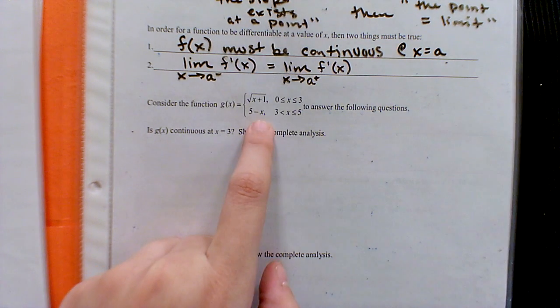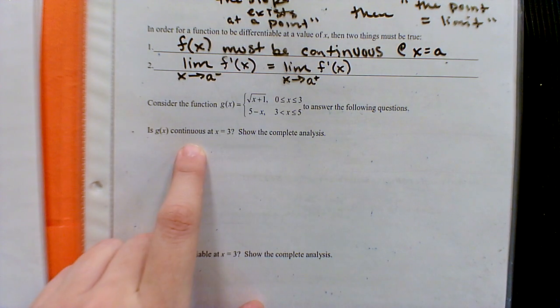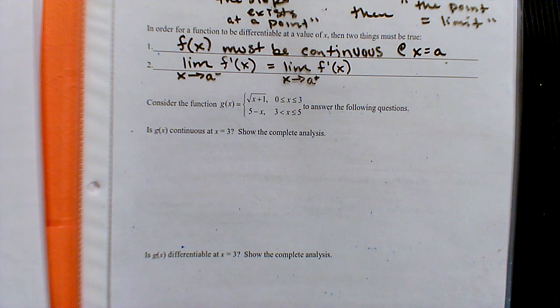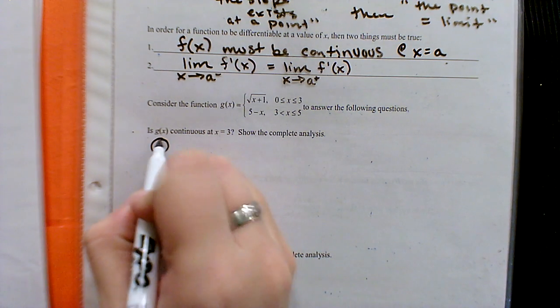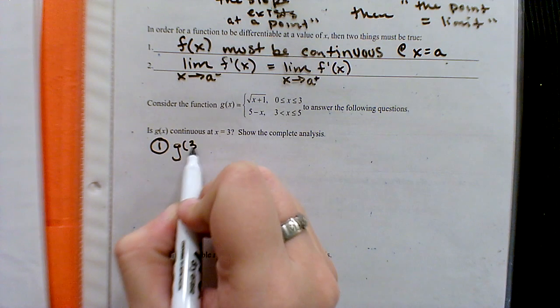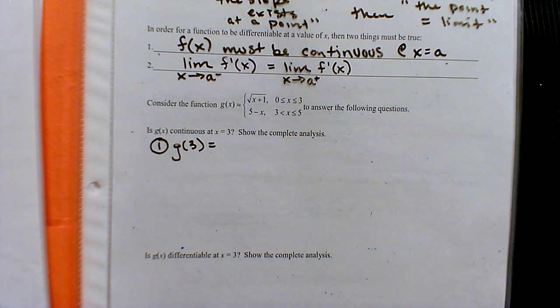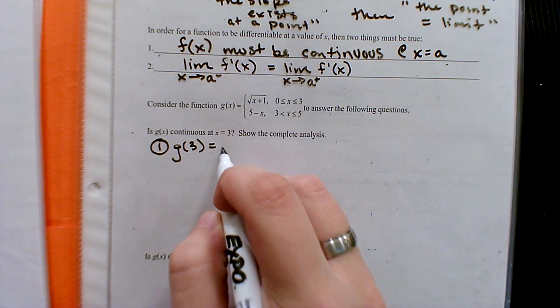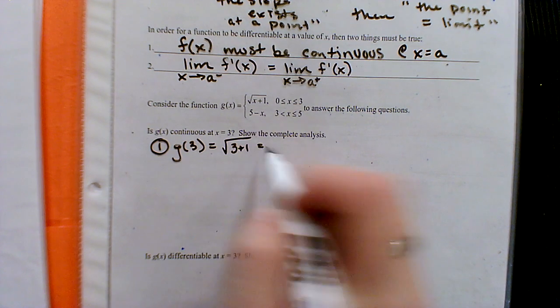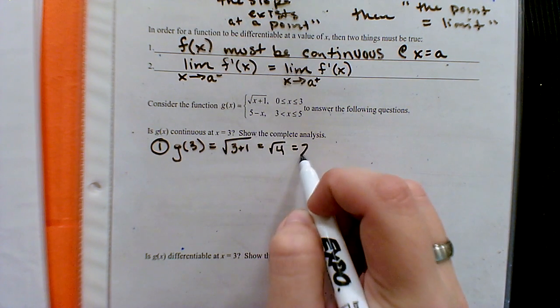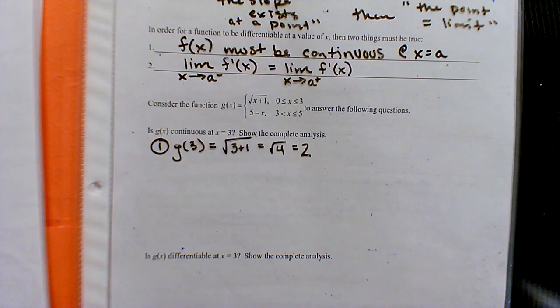So we have this piecewise function. Is g of x continuous at 3? So this is a throwback to kind of the first unit that we did with continuity. We got to check those three things. Does the point exist? Does the limit exist? And do they match up? So let's check out the point first. If you were to plug in 3 to check the point, which piece of that piecewise function would you use? The first one, good. So if we plug in 3, square root of 4, which is 2. All right, so we know the point exists.